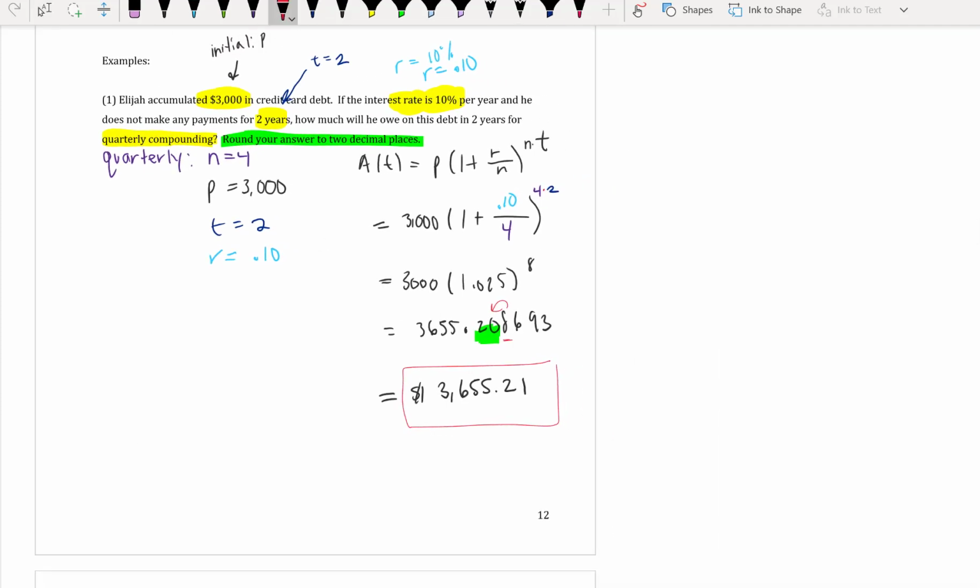So here, if you have $3,000 in credit card debt, you add a total of $655.21 of interest. So that's how much it's going to cost you over 2 years.